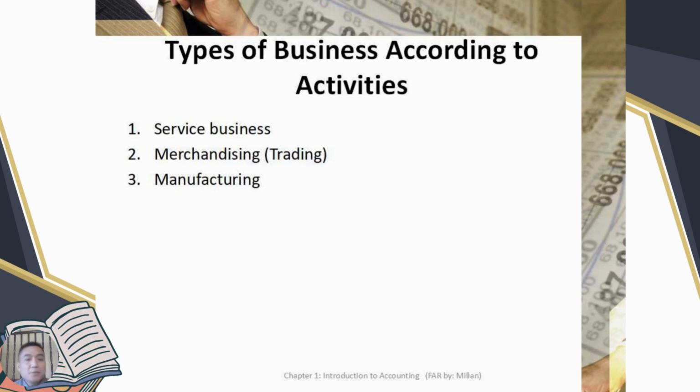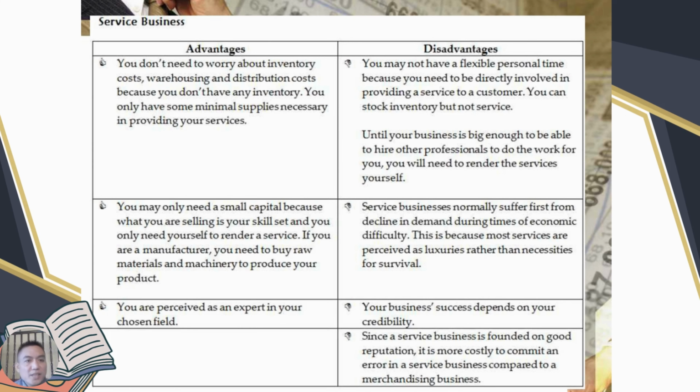Number one, service business. Number two, merchandising. Number three, manufacturing. So, advantages of a service business: you don't need to worry about your inventory costs, warehousing and distribution costs because you don't have any inventory.